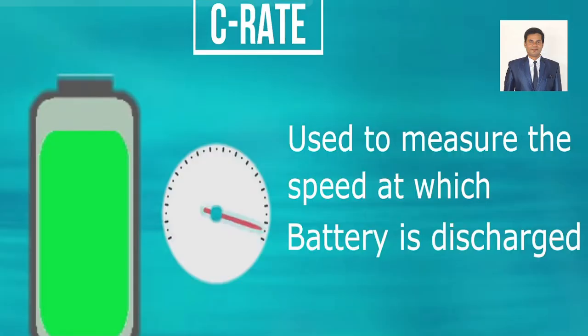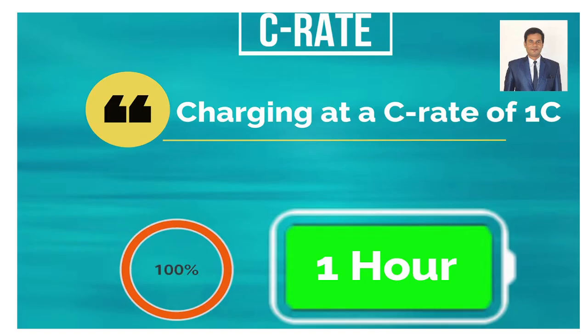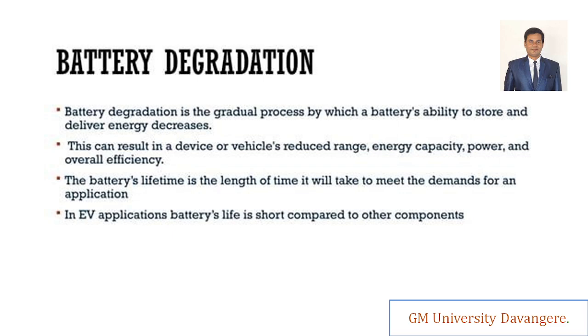We are talking about the C rate. It is used to measure the speed at which the battery is charged and discharged, right? For a 100% discharge, if it takes 1 hour, that would be your 1C rate. If it takes almost 20 minutes, the charging rate will be much higher. If it takes more time, the charging rate will be much lower. So the C rate will try to decide the life cycle of the batteries.